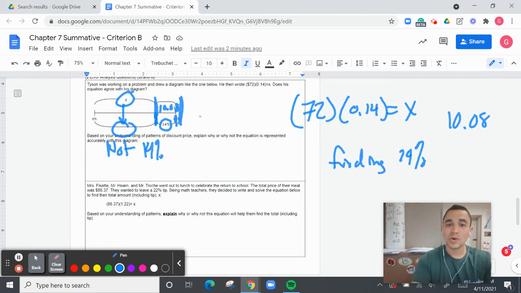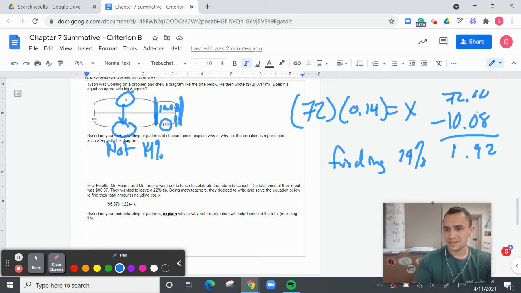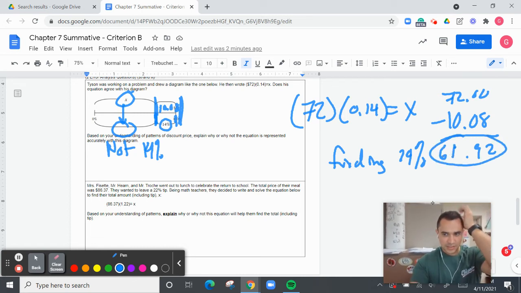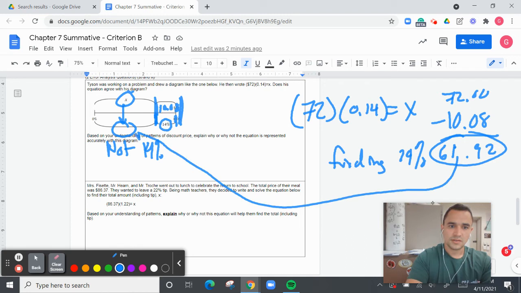So if I take away 10.08 from 72, I should get 2 and 9 and 1 and 6. Does that make sense? Yeah, that makes sense. 61.92. So 61.92 is going to be here because that's the big chunk. And that 14% is kind of like a discount right there. So we're taking off 14%. We're taking off the 10.